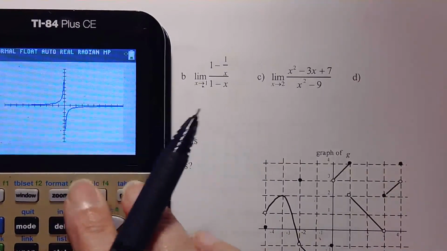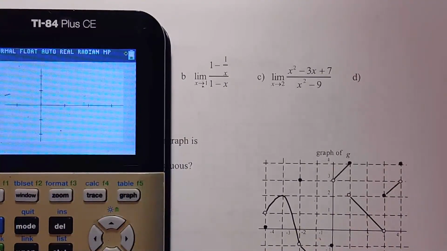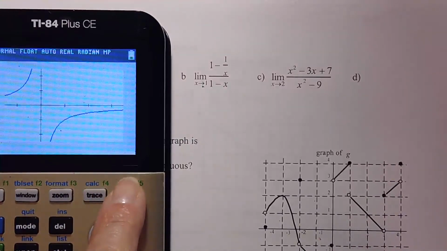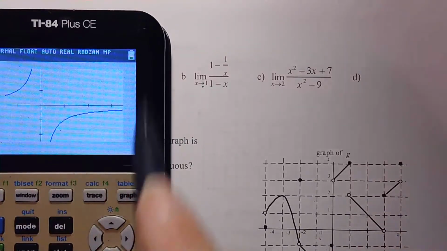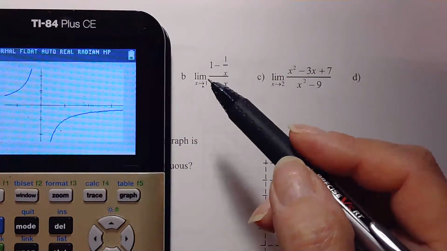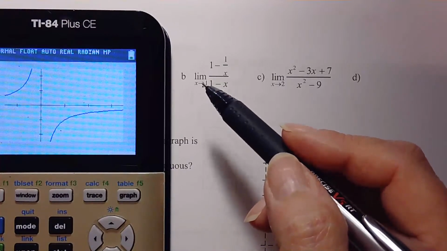Let me trace 1 and zoom in on that. Let me look at the table again. Still saying error. That's interesting. But it's okay. I don't see a hole there. There shouldn't be. Well, there's a removable. I think it's a removable discontinuity. So even if there's a hole, the limit's still going to exist.